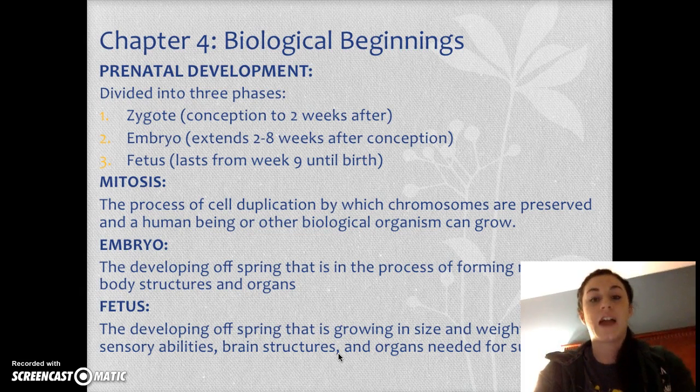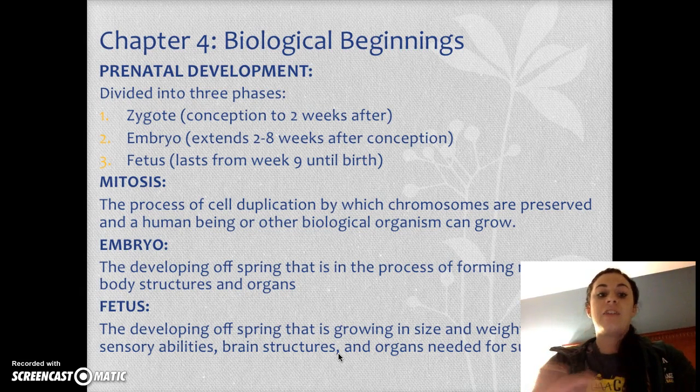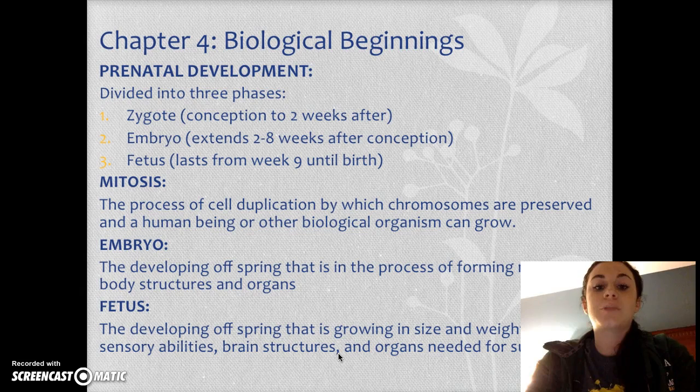Prenatal development is divided into three phases: zygote, embryo, and fetus. The zygote phase is from conception to 2 weeks after. The embryo phase extends from 2 weeks to 8 weeks after conception, and the fetus phase lasts from week 9 until birth. Mitosis is the process of cell duplication by which chromosomes are preserved so that a human being or other biological organism can grow.